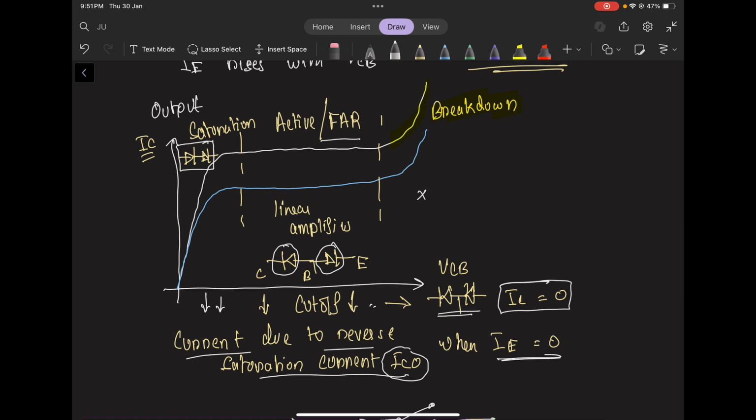So that is how the linear amplifier works. The linear amplifier will work in the forward active region where the output is not distorted, and the first diode is reverse biased and the second diode is forward biased.